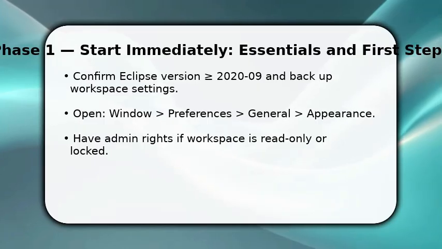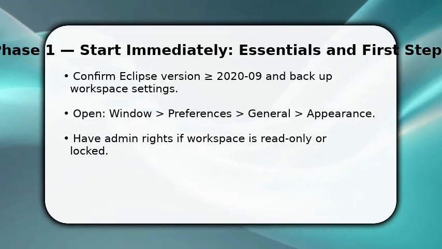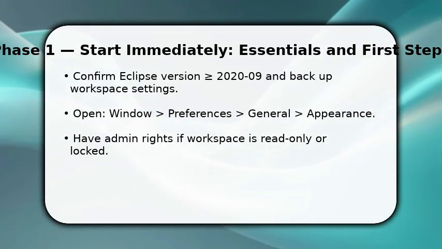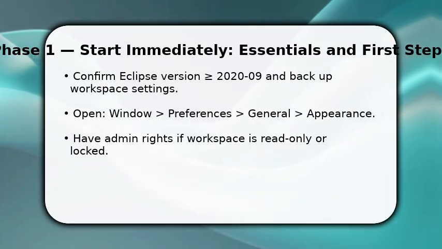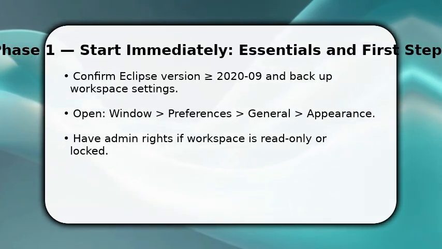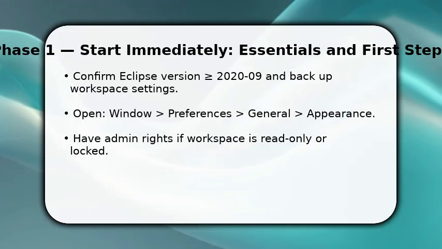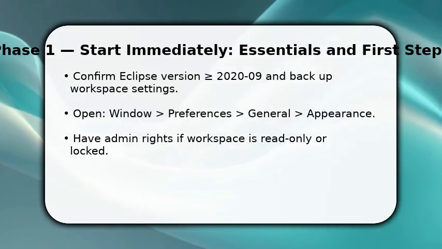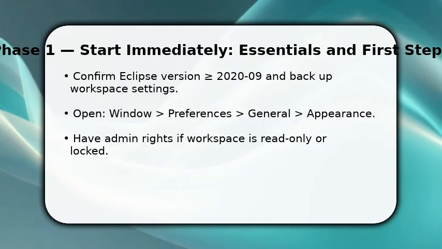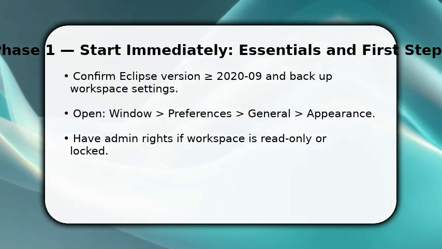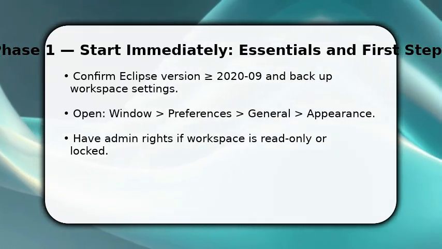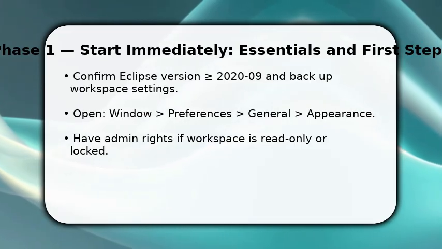You start by opening Eclipse and making sure your current workspace is backed up. This prevents lost settings. Once open, go straight to Window, then Preferences, and choose General then Appearance. This is the control hub for themes. You do this now because theme changes affect UI, Chrome, and editor colors differently. Applying from Preferences ensures consistency.